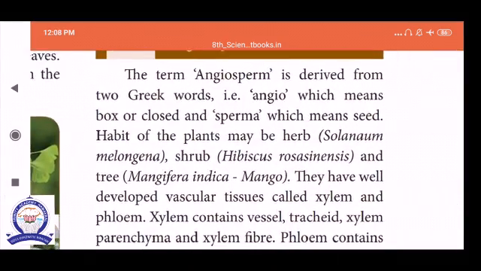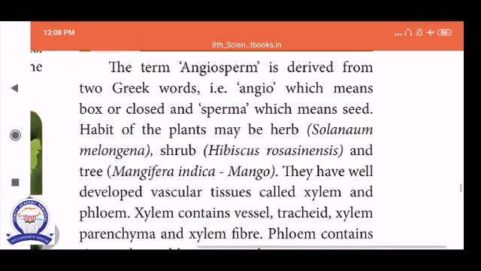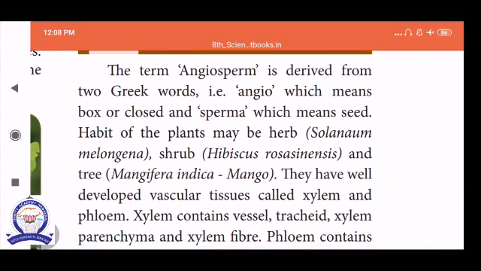The term angiosperm is derived from two Greek words: angio, which means box or closed, and sperma, which means seed. The habit of the plants may be herb, for example Solanum melongena, Tamil name Kattarikai. Then shrub, for example Hibiscus rosa-sinensis, Tamil name Chembarathi. And tree, for example Mangifera indica, mango. These are the herb, shrub and tree habits of angiospermic plants.